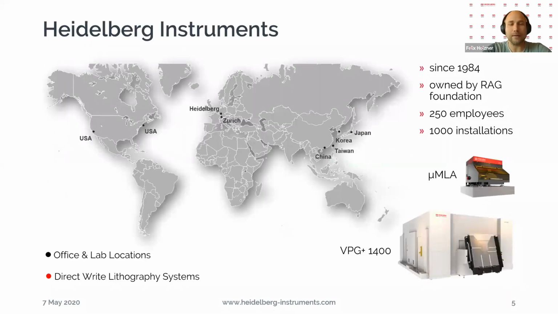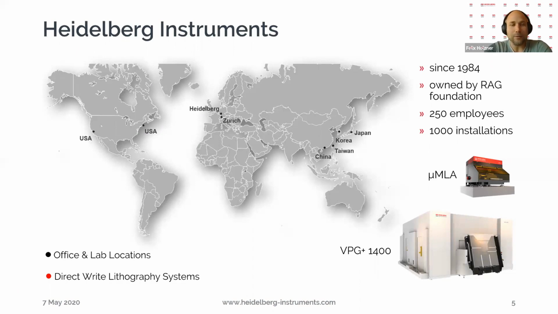Heidelberg Instruments is actually mainly known for laser writer direct write lithography systems. And we are selling from small desktop systems to very large, high speed mask writers and direct wafer exposure systems. There is a remarkable number of around 1,000 systems out there. We are around 250 people worldwide.